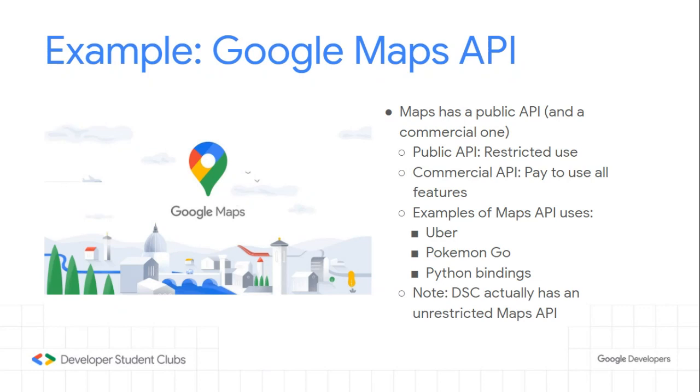And again, just to note, we have an unrestricted Maps API. I don't believe that has changed. So start thinking now about not just what could we do in a really small sense, but how many of these features could we use if we wanted to?